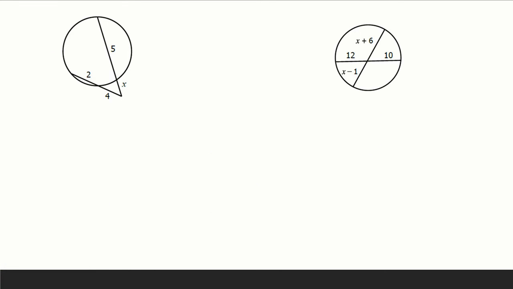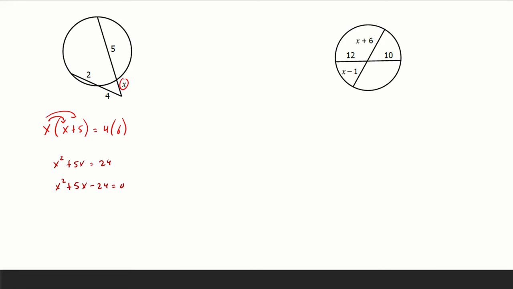So looking at this last problem, we have x times x plus 5, and on the right side we have 4 times 6. So when we distribute, we end up with a polynomial, or in this case a quadratic, which is x squared plus 5x equals 24. Move the 24 over, and we get x squared plus 5x minus 24 equals 0.